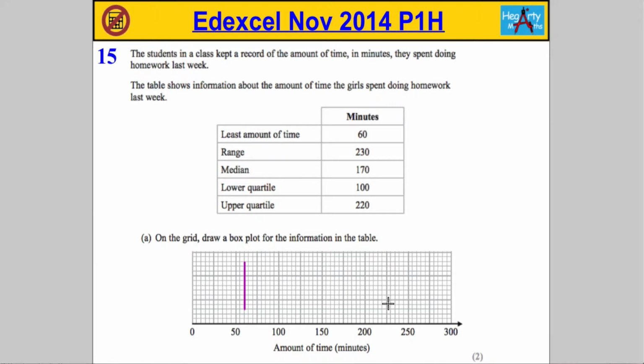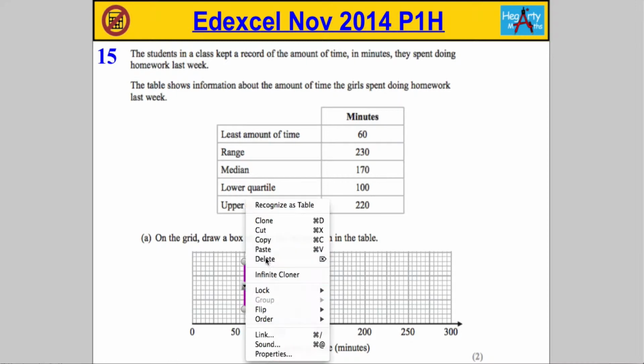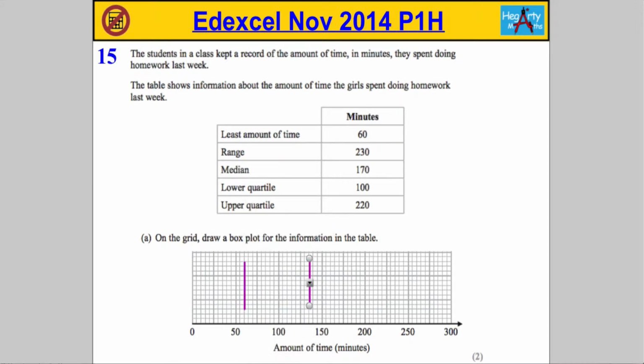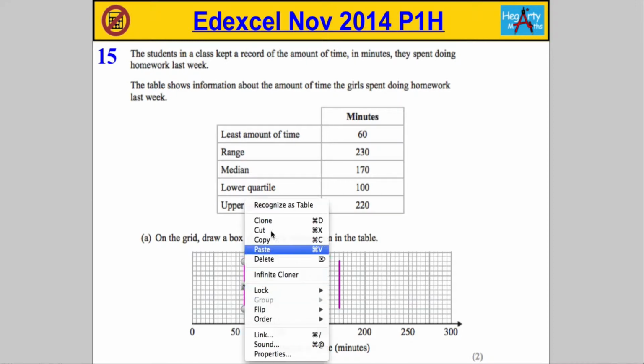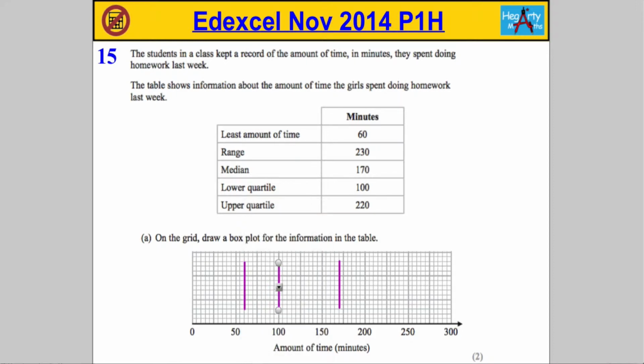We're told that the median is 170. So we're going to have another line at 170. So there's 150. Like I said, every line is worth 5. 1, 2, 3, 4. So it's got to be here. We're told that the lower quartile is at 100. So right there. We're told the upper quartile is 220. So there's 200, 205, 10, 15, 20.